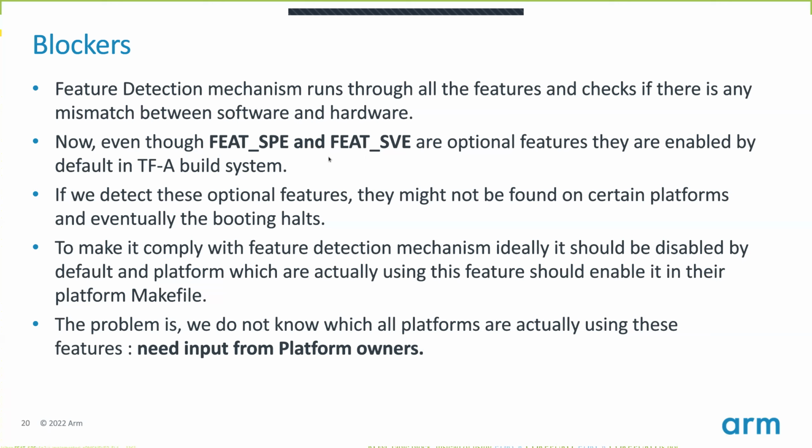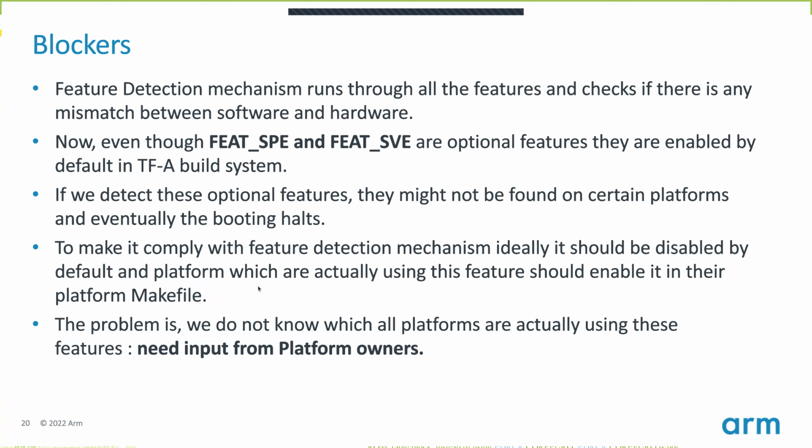And once we validate it, we usually get a wrong value, or the ID register returns a different value stating that these features are not present. As a result, the boot flow will be halted because these two features are optional. They should have been disabled, and we should have allowed the platforms to decide whether they want to enable it or not. But somehow this has deviated in the existing implementation. So as a result, if I bring these two features under the feature detection mechanism, it will halt the boot flow for certain platforms that are making use of these features.